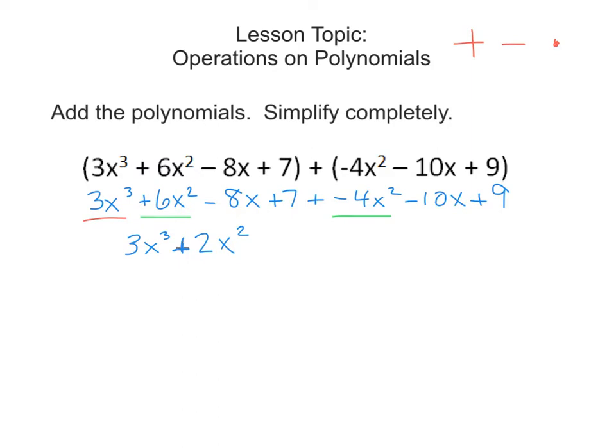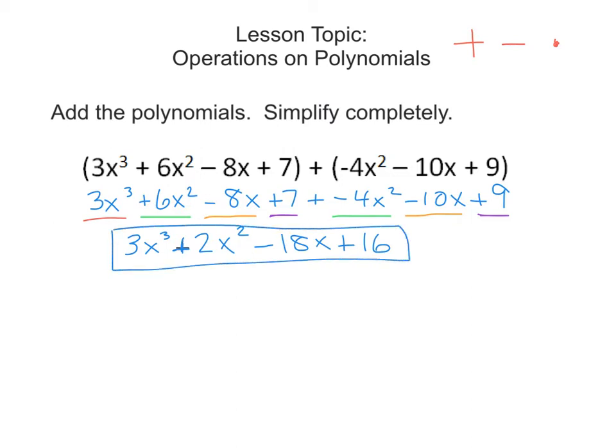Now, the next one, let's see here. We have a negative 8x right here, and we have another x term, negative 10x right here. So negative 8x's plus negative 10x's is negative 18x's, so negative 18x. And lastly, we have a 7 that's positive and a 9 that's positive. So together, 9 and 7 is 16, so we have plus 16. Now this is simplified completely. Don't make the mistake of thinking that any of these terms can be brought together, because they all have different variable parts.